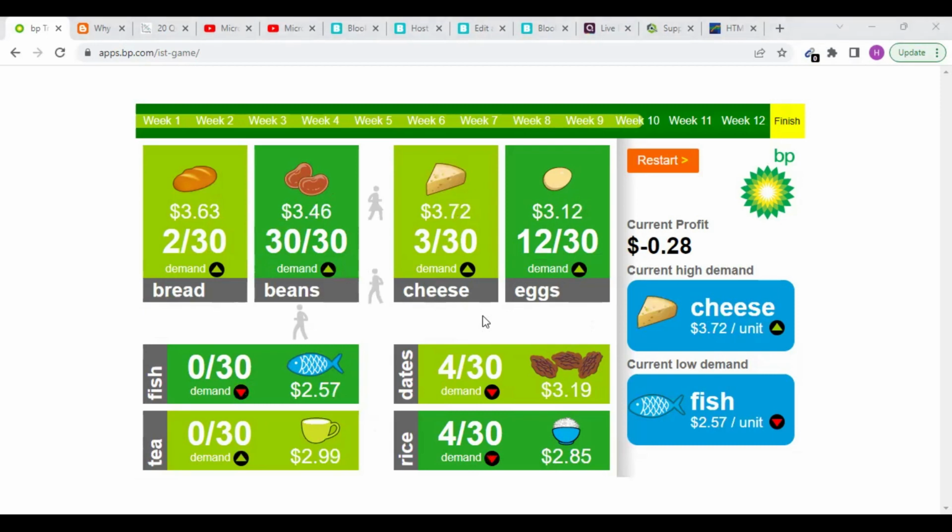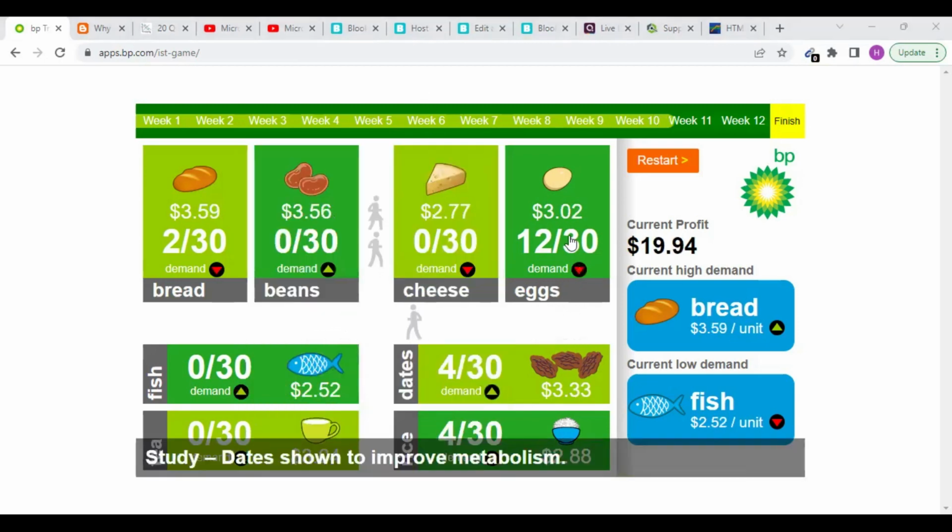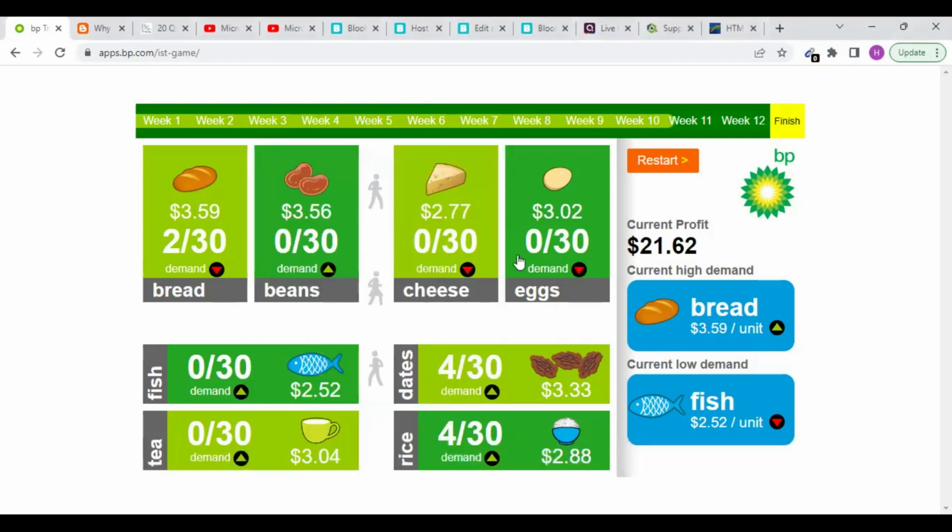So cheese, okay. Okay, good. $3.14 profit. That's great. Great call. What do you want to sell now? Sell beans. Okay. Oh, great call on that. And then eggs. Good call. Awesome. $21.62 in profit. Great job.